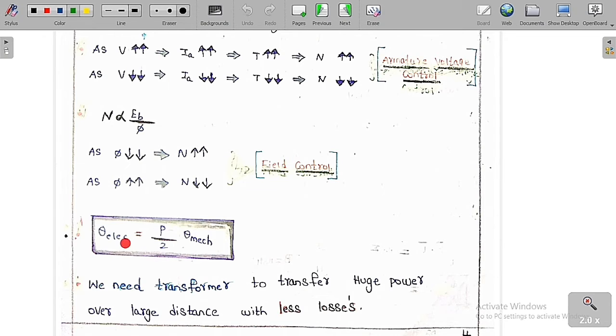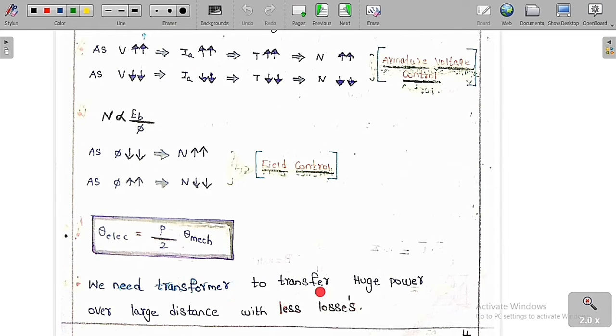I have already told you, electrical angle is equal to mechanical angle into P by 2. P is called the number of poles. The number of poles is always an even number. So electrical angle is equal to P by 2 into mechanical angle.